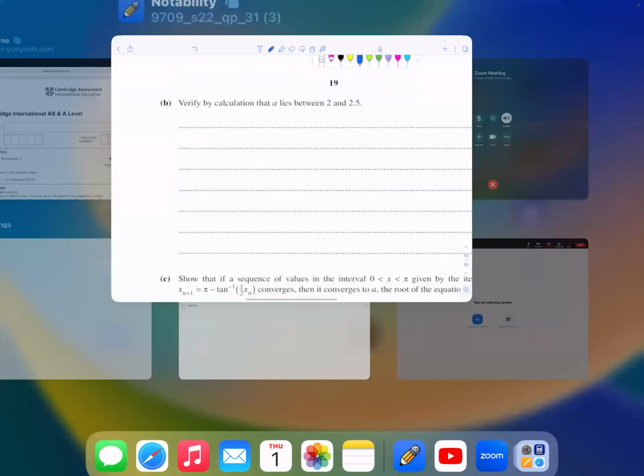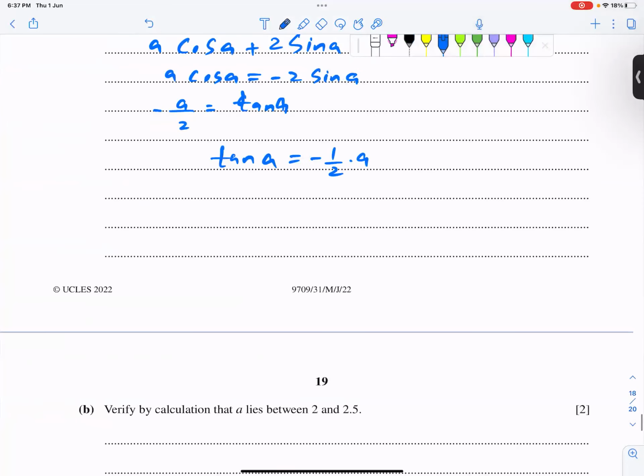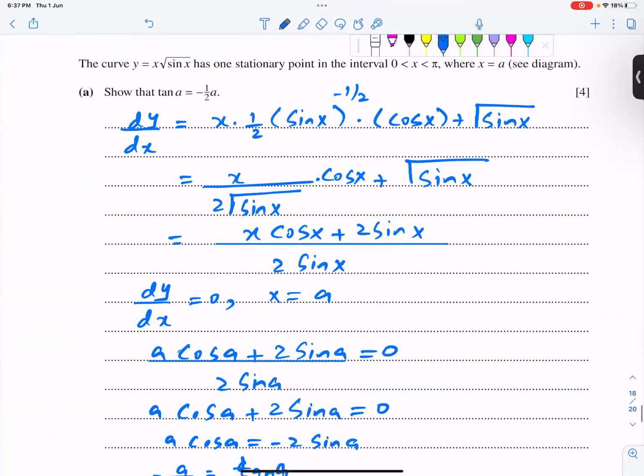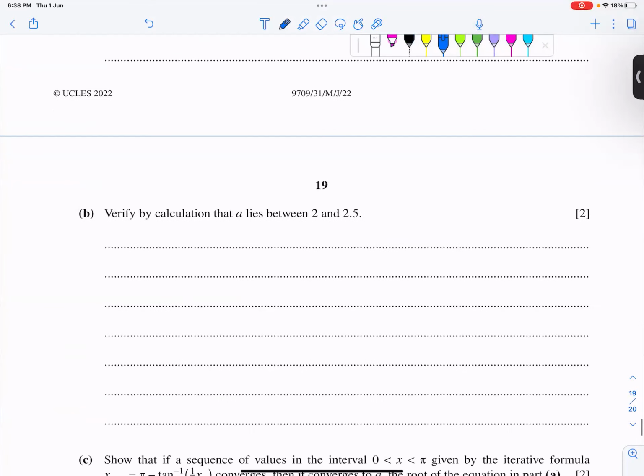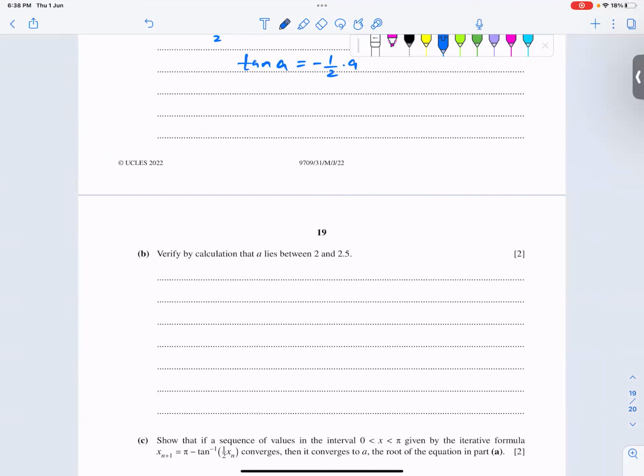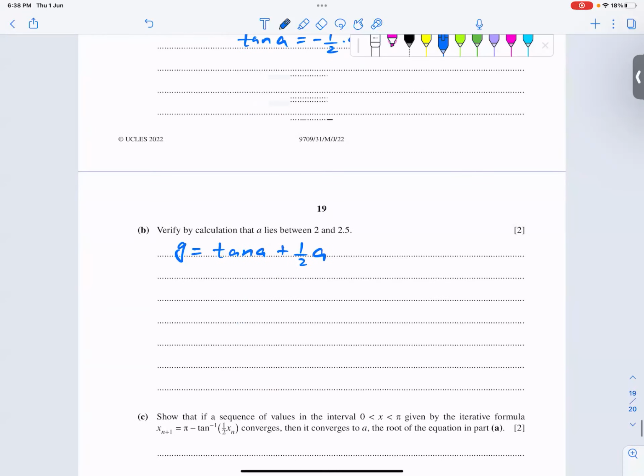Now the second part is: verify by calculation that a lies between 2 and 2.5. For that, make a single function, bringing everything to one side. So we bring the minus 1 over 2 times a to the left-hand side, giving g(a) = tan of a plus 1 over 2 a. Now put g of 2 and then g of 2.5.